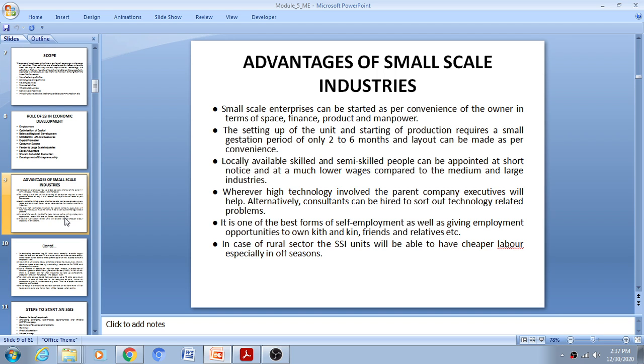The next one is it is one of the best forms of self-employment as well as giving employment opportunities to your own kith and kin, friends and relatives, etc.